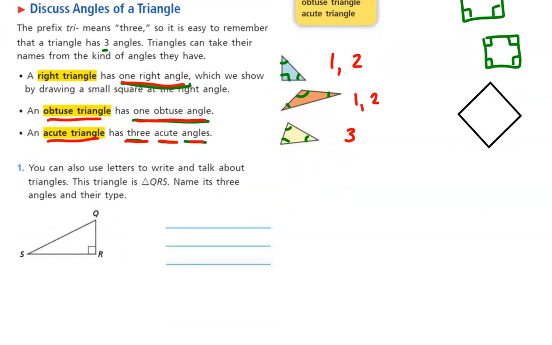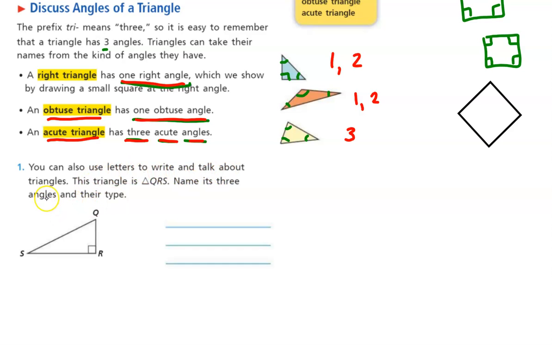So down here, number 1 says you can use letters to write and talk about triangles. This triangle is QRS. Name its 3 angles and their type. So this is definitely a right triangle because it's got that little square corner in there. And also, if you had used a piece of paper to test it, you would clearly see that it's a right triangle. And then we're going to call this by its name. And we can actually name its 3 different angles. So we're going to have our right triangle all together. But then I want to name its 3 angles.